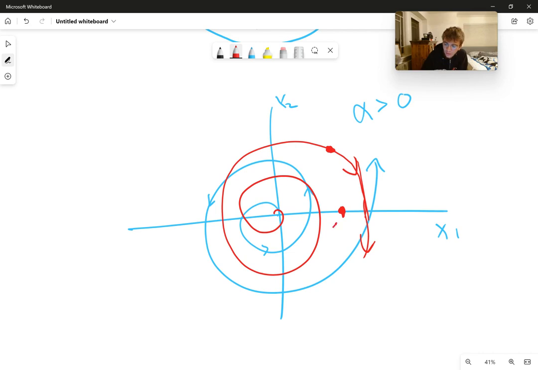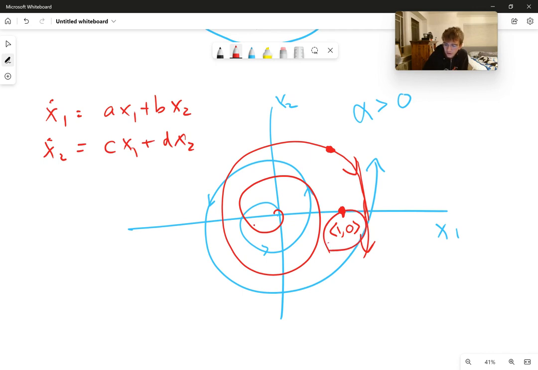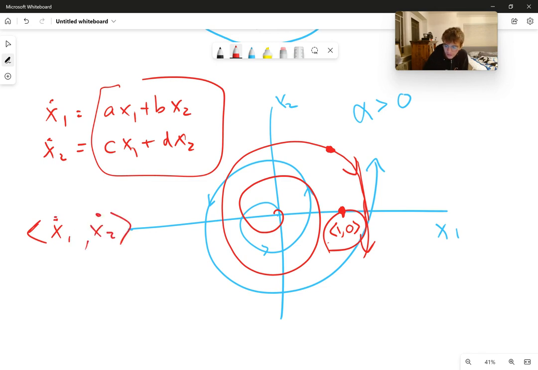And so if you take any point on the phase space, say (1, 0), and you plug it into your system, x1 dot and x2 dot is equal to, I'll just write it out, (ax1 + bx2, cx1 + dx2). So if you plug this data into your system of equations, you'll get some value of x1 dot and x2 dot. And that's precisely the tangent vector in the phase space.